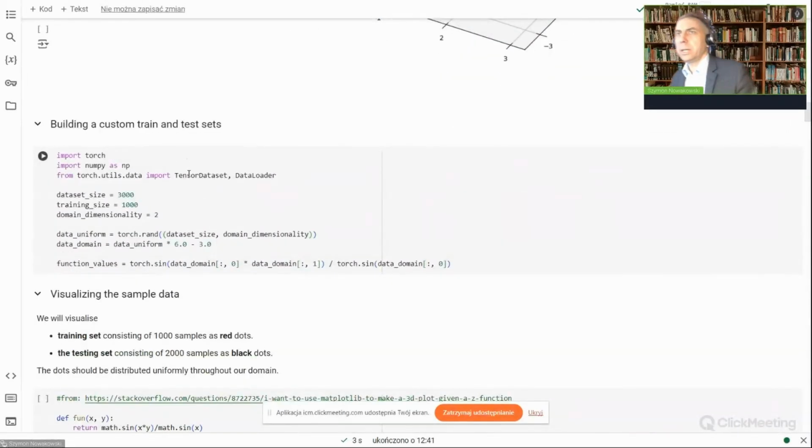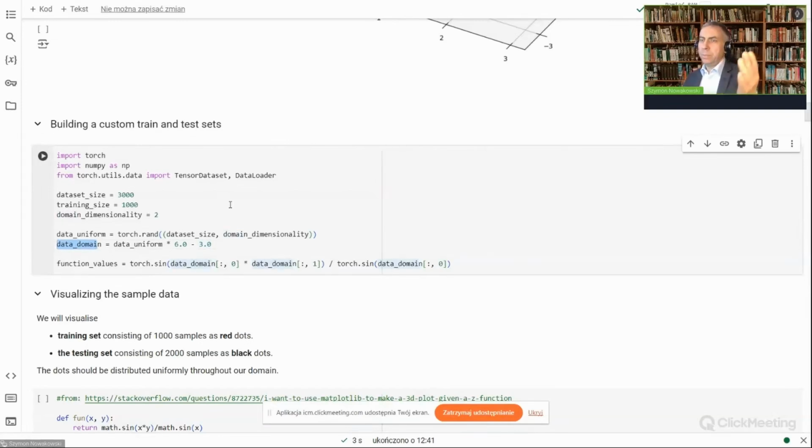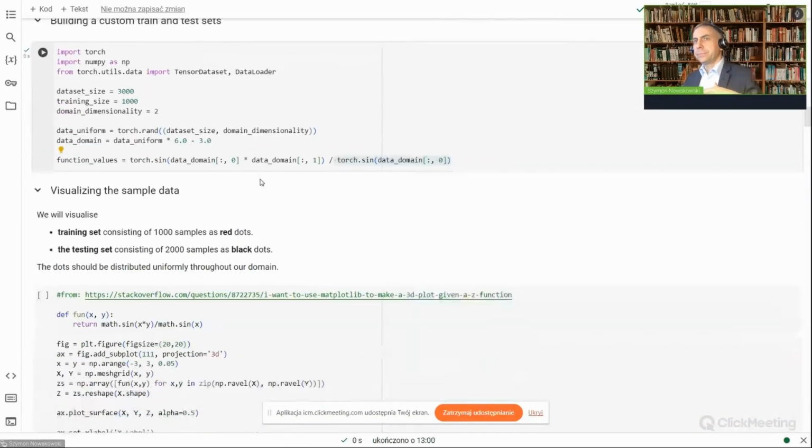To be able to work with a neural network, we need some training and testing data. So we create it right now. We basically randomly sample our domain, which has 2 dimensions, and this rand samples from 0 to 1. So if we multiply it by 6 and subtract 3 from it, this data is sampled from between -3 and 3, so from our domain. And then we can calculate function values: we take the first coordinate, which is x, times the second, which is y, divided by the sine computed on the first coordinate, which is x. So basically, this creates our data values, and we can visualize them.